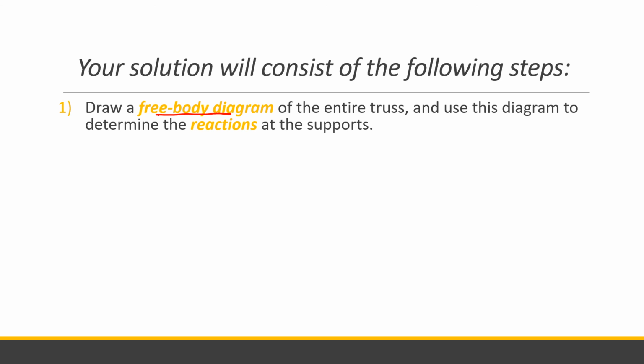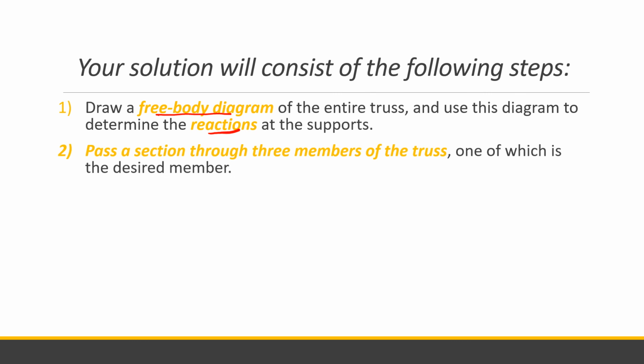So when drawing the free body diagram, tatanggalin na din yung mga support, and i-substitute mo yung mga reactions niya, yung mga forces na nandun sa support, and then you will find those reactions using the equations natin. And after finding the reactions, you will now pass a section through three members of the truss, one of which is the desired member, or yung tatlo yung desired mismo.